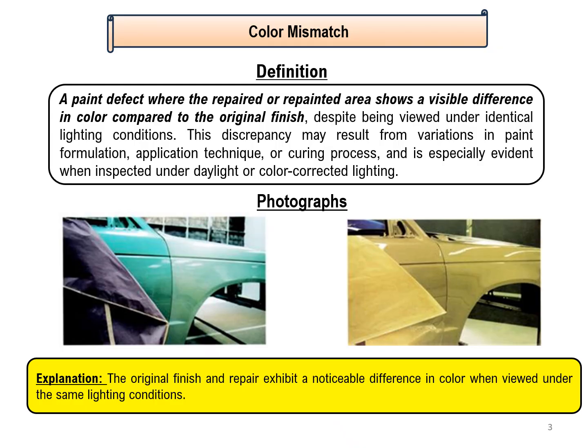Color mismatch is a paint defect where the repaired or repainted area shows a visible difference in color compared to the original finish. This discrepancy may result from variance in paint formulation, application technique, or curing process, and is especially evident when inspected under daylight or color-corrected lighting.